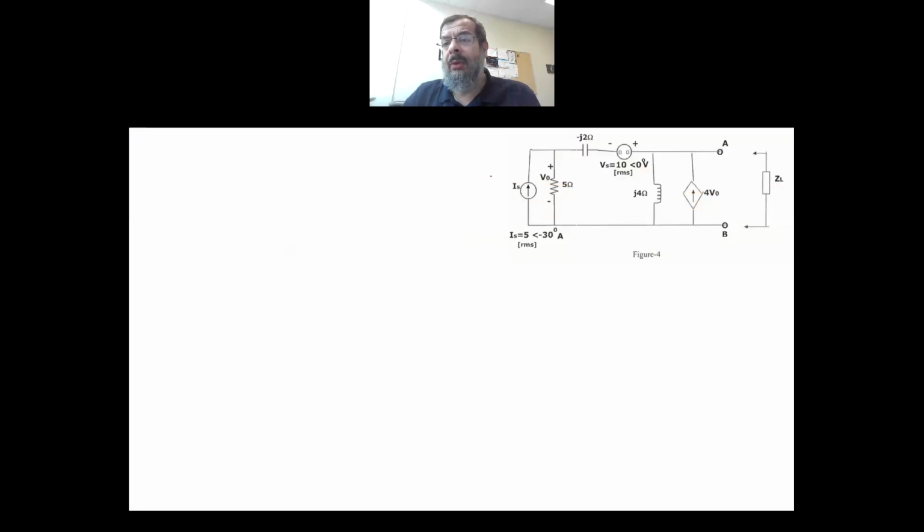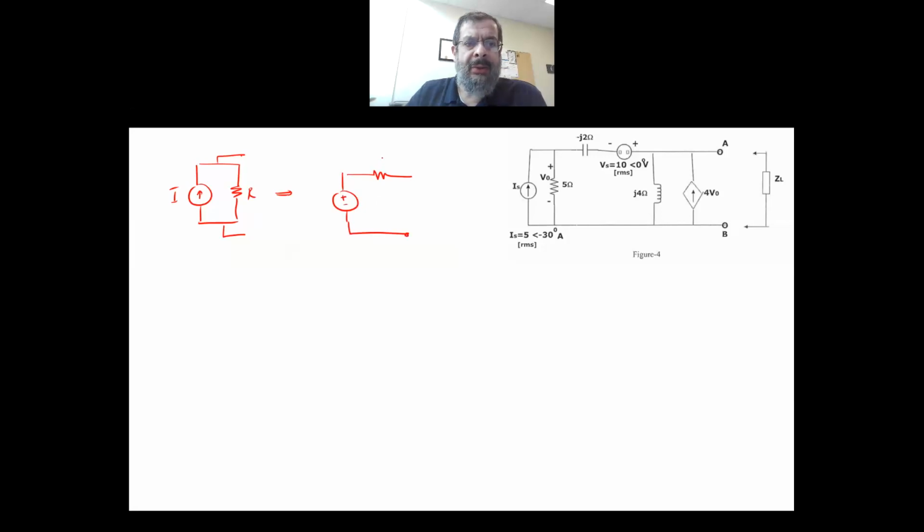In the video I did before, I adapted source transformation, which is when you have a current source in parallel with an impedance. If this is your I, this is your R, you can convert this to a voltage source in series with a resistance. So this is your R and this is your IR. Your V is equal to IR. And nothing wrong with that.